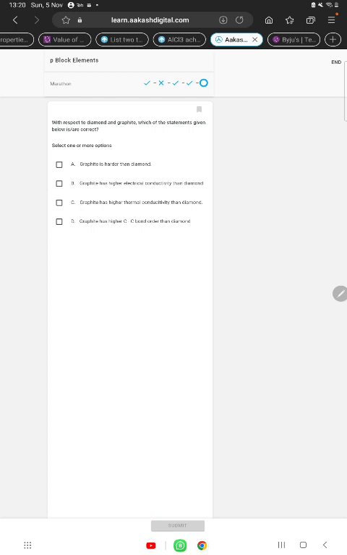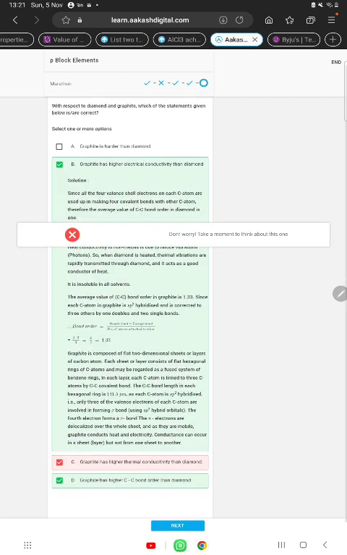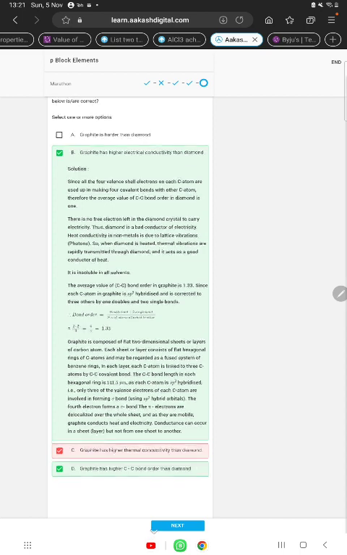With respect to diamond and graphite, which of the following given below is/are correct? Graphite is harder than diamond, that is wrong. Graphite has higher electrical conductivity than diamond, this is correct. Graphite has higher thermal conductivity than diamond. Graphite has higher C-C bond order than diamond, no. So B and D are correct.